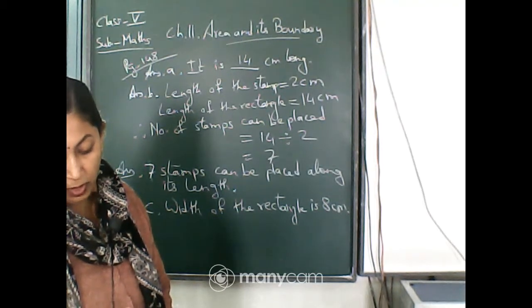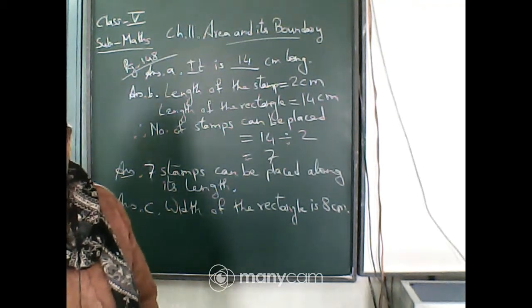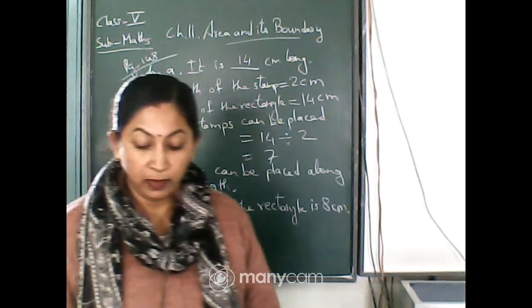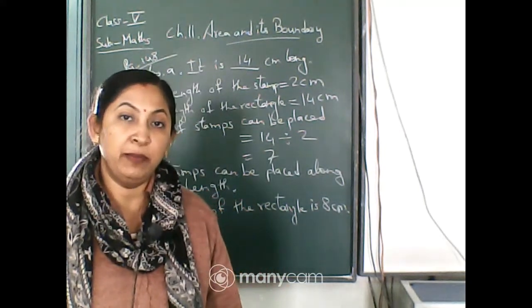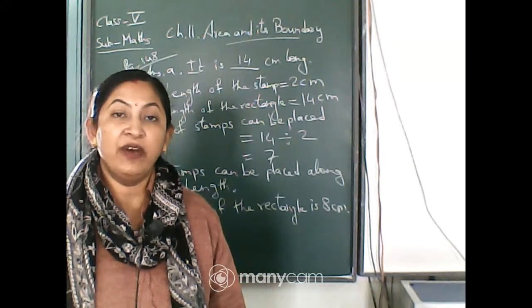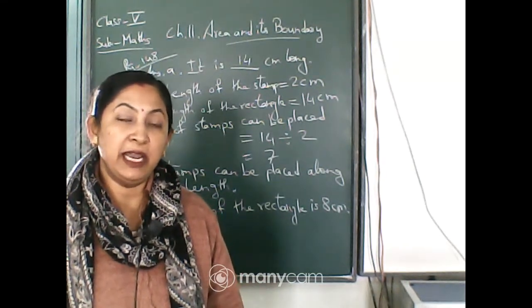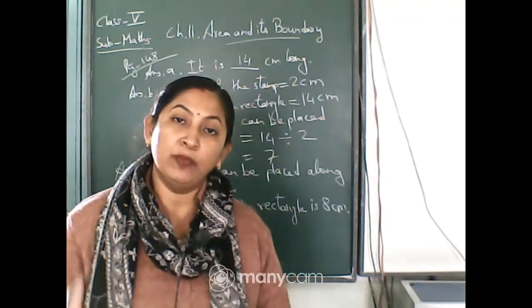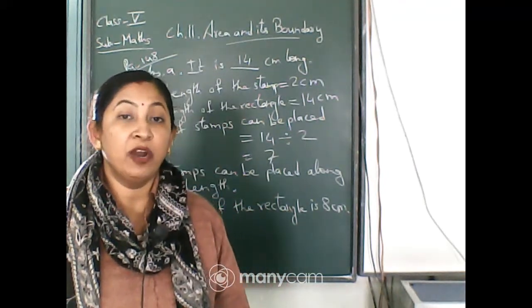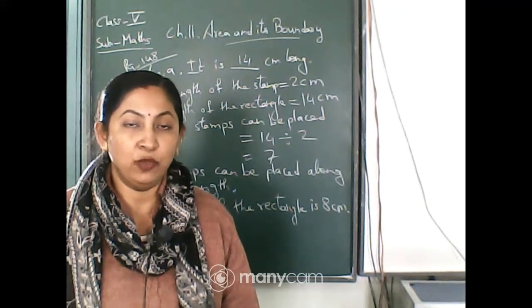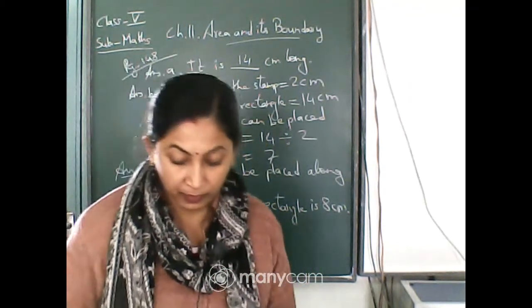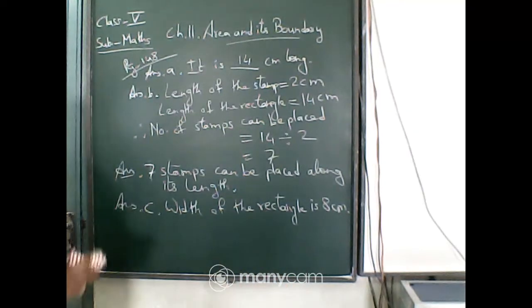Now come to question number D. How many stamps can be placed along its width? In question number B we found how many stamps can be placed along its length. Now you will find how many stamps can be placed along its width. First we found how many stamps you can place horizontally. Now you will find for vertically. With the same formula we will do this one.